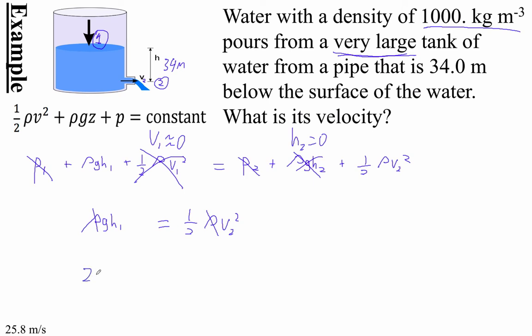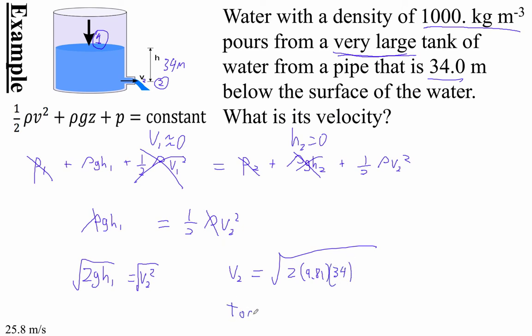So we get 2 g h1 is equal to v2 squared. We can take the square root of that, and so velocity 2 is going to be the square root of 2 times 9.81 times the change in height. And this is called Torricelli's theorem.